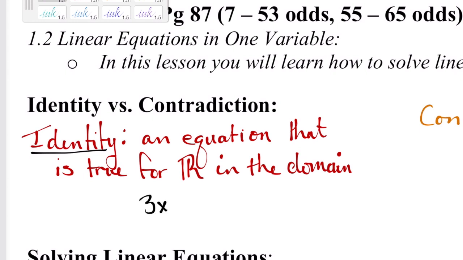So say we have something like 3x is equal to 5x minus 2x. That would simplify to 3x is equal to 3x. You could subtract 3x from both sides and get 0 equal to 0, but even just looking at it in this form, we can see that no matter what we plug into x, one side is always going to be equal to the other. So this is an identity.